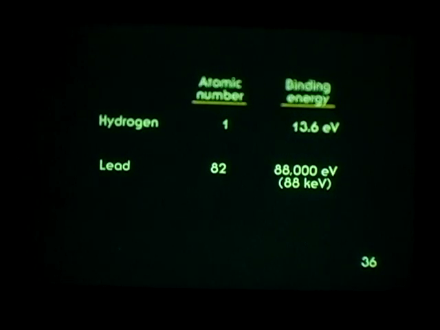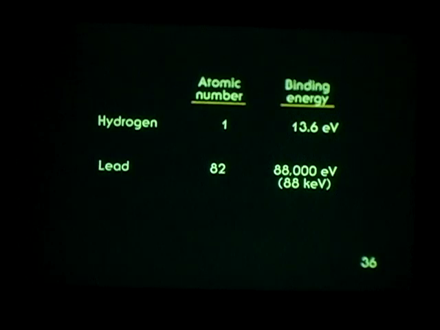Number 36. How much energy is required to knock an electron out of its shell? The answer depends on which element and which shell. The energy required to knock an electron from its shell is the same as the energy with which the electron is bound to the atom, or its binding energy.